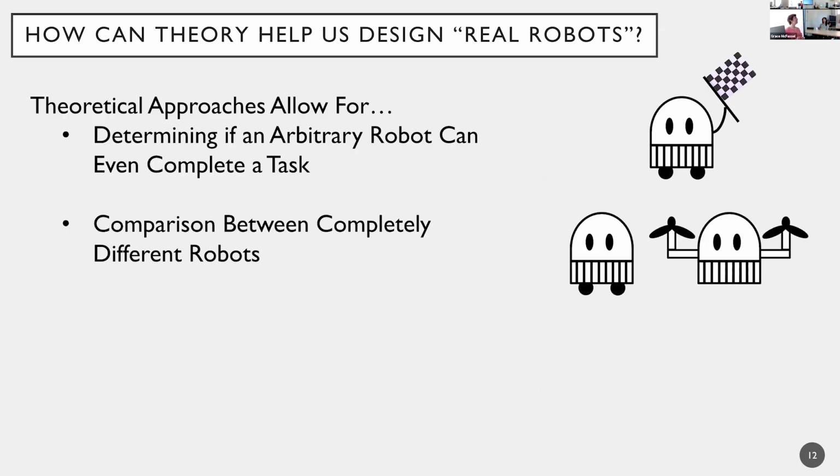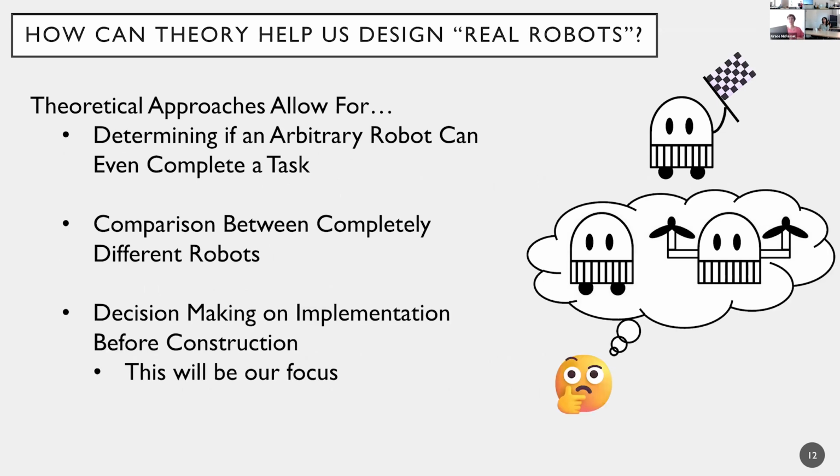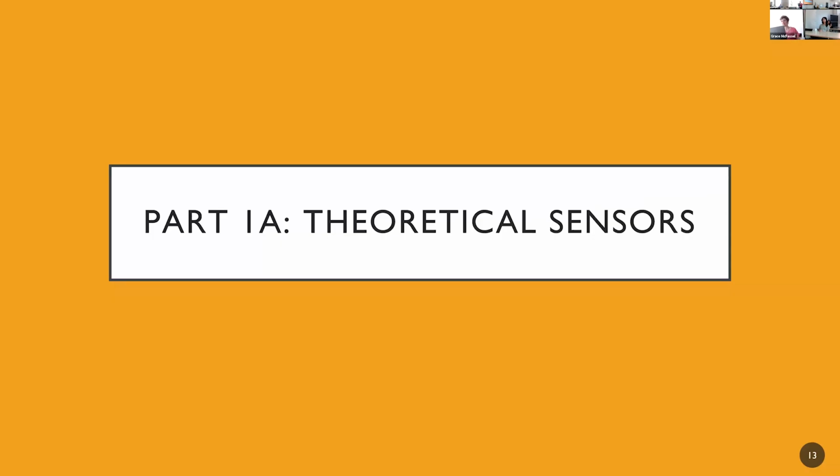comparing completely different robots, for example, this wheeled robot and this robot with what I tried to draw as propellers, seeing what they have in common, what they can achieve, what they can't achieve, and understanding where those tasks differ. And the focus of today's talk will be making decisions about robots before we've even implemented them. So when we're still in the design stages of a robot and we're trying to understand how to actually go about designing it to perform the tasks we want, how do we actually think about these problems? And the way that we achieve that is theoretical sensors.